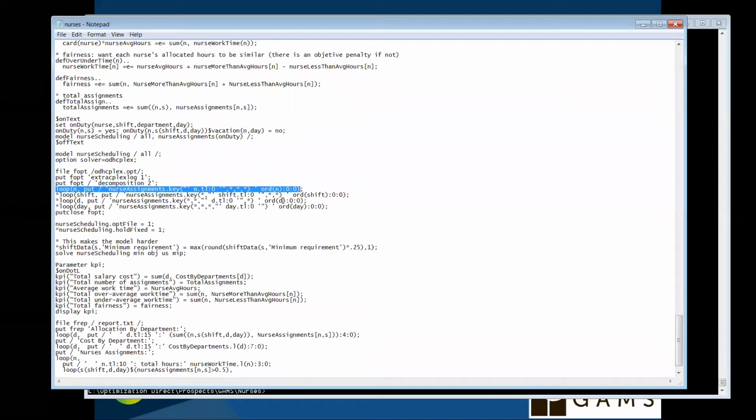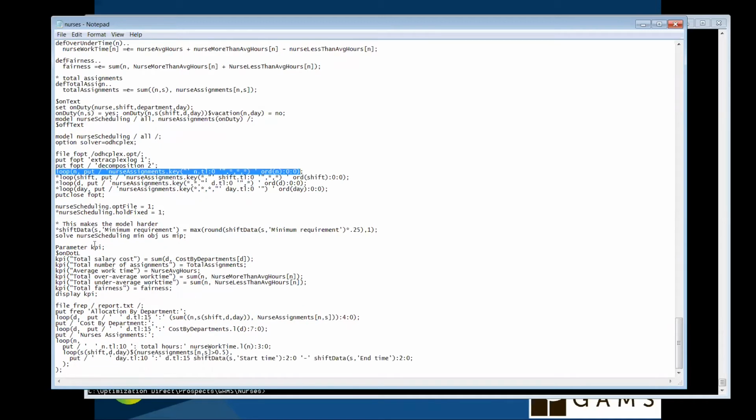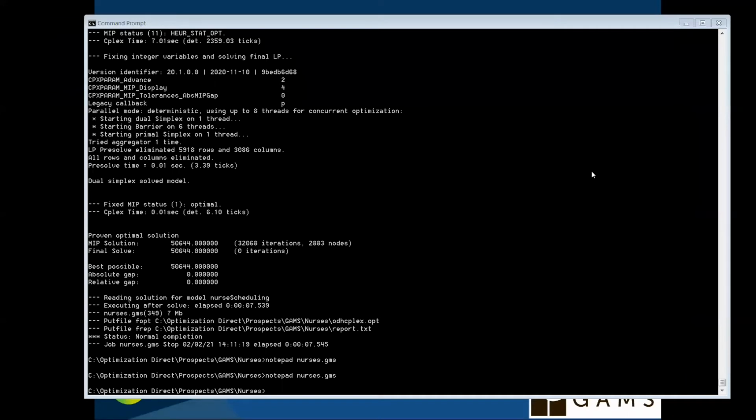Basically, we're saying to ODH, hey, look at each nurse as a separate entity and create submodels consisting of sets of those nurses. And further on, there are statements telling GAMS to report on various key performance indicators, like total cost, total number of assignments, and so forth. So that is a simple model. Let's see what happens when we try running it.